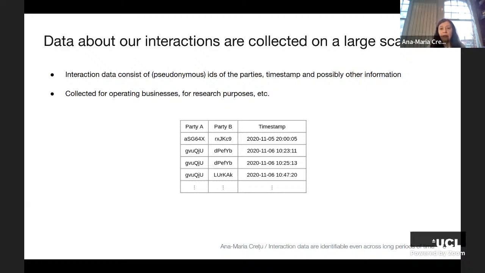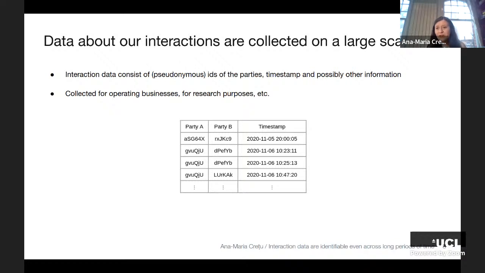And from now on, by interaction data or metadata, I will mean a record or log of an interaction, which consists of pseudonyms of two parties that are communicating, the timestamp of the interaction, and maybe other information, for instance, the duration of a phone call. And I'm saying that these data are being collected for business purposes because, for instance, mobile carriers collect location data and timestamp data in order to route calls.